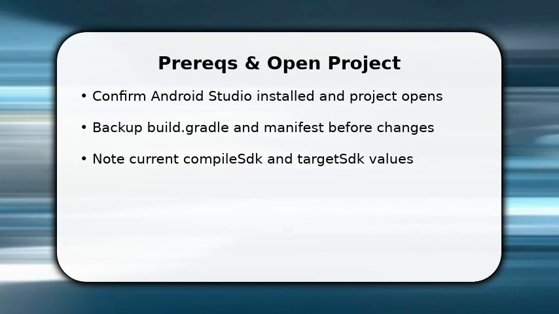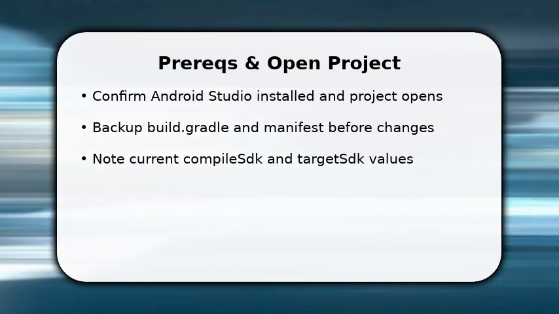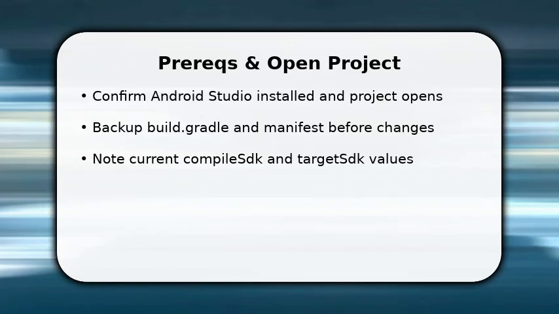gradle, module, app. Make sure you understand current compile SDK version and target SDK version values. They determine APIs used at compile time and runtime behavior changes. Now you're ready to edit the settings directly.